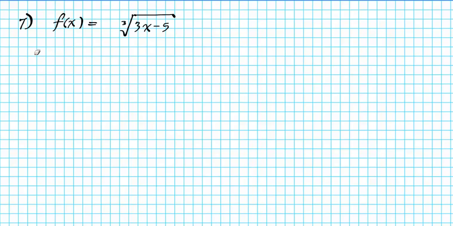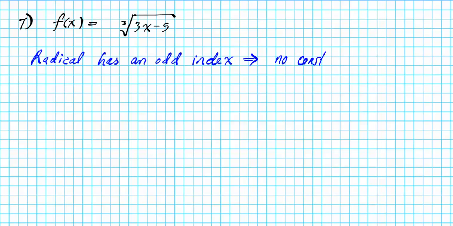Okay, so let's just put a side note here that the radical has an odd index. In order for there to be constraints on the inputs, you need to be taking an even root. That's the only time you end up with imaginary outputs, when you're taking an even root of a negative number. When you're taking an odd root, you never end up with imaginary outputs. So since the radical has an odd index, that automatically means we have no constraints on the domain.